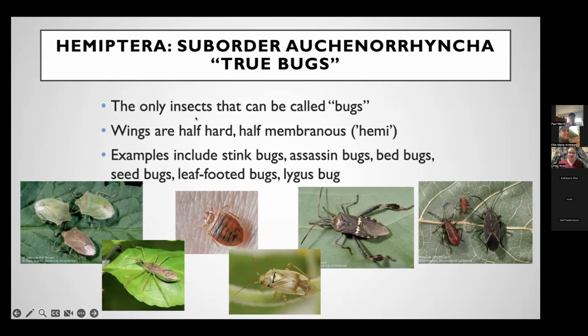So wings are half hard and half membranous. Remember the hemi, half wings. They include stink bugs, assassin bugs, bed bugs, seed bugs, leaf-footed bugs, lygus bugs, just a wide range. And so you can see there is a wide range here, including your bed bugs, which you wouldn't think would be associated, but they actually are in the same suborder.